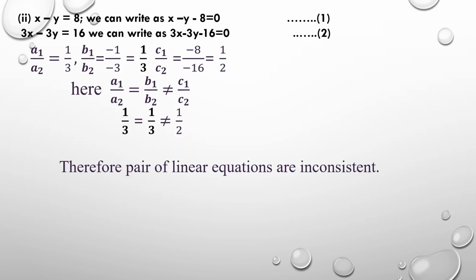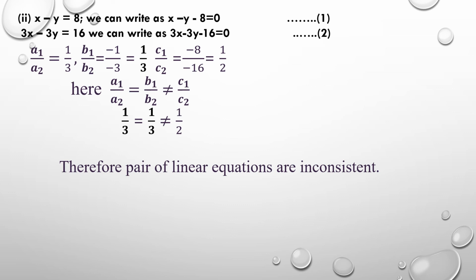After doing the first part of question number 4, here we do question number 4, second part. The given linear equations are x minus y equal to 8 and 3x minus 3y equal to 16. We can write x minus y equal to 8 in the standard form as x minus y minus 8 equal to 0, and 3x minus 3y equal to 16 in the standard form as 3x minus 3y minus 16 equal to 0. Now after writing in the standard form, here we find the ratios of coefficients of the linear equations.